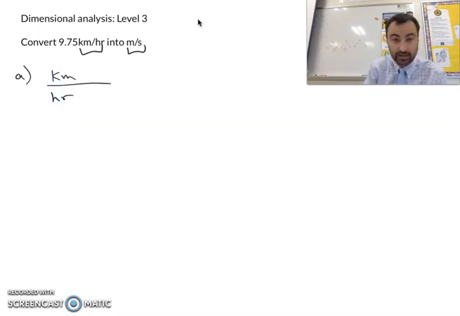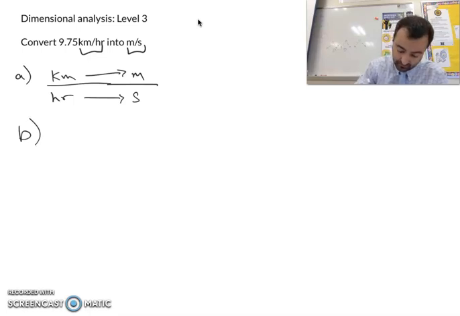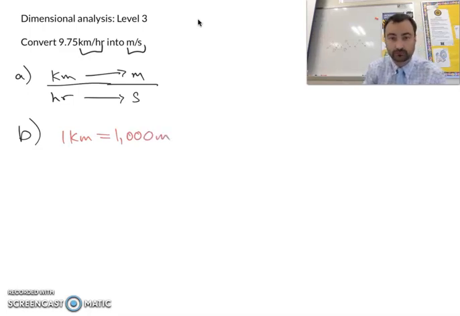We want to change kilometers into meters in the numerator. But in the denominator, we want to change hours into seconds. So those are the two separate dimensions that we are changing. We are changing a distance in the numerator, and we are changing a time in the denominator. So we need equalities for each of these things. And maybe you know equalities for each of them. So, for example, if you know that 1 kilometer is 1,000 meters, that's great. You can use that one.